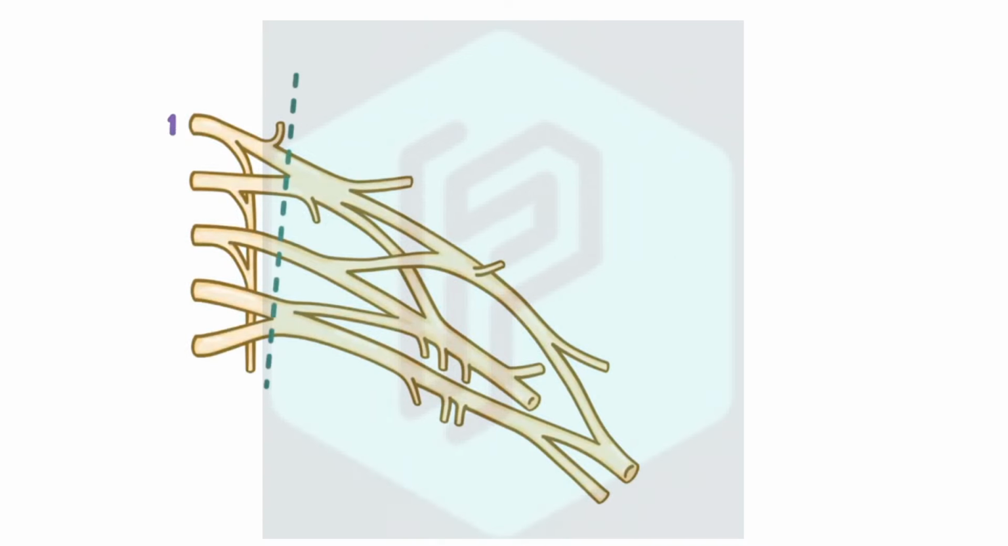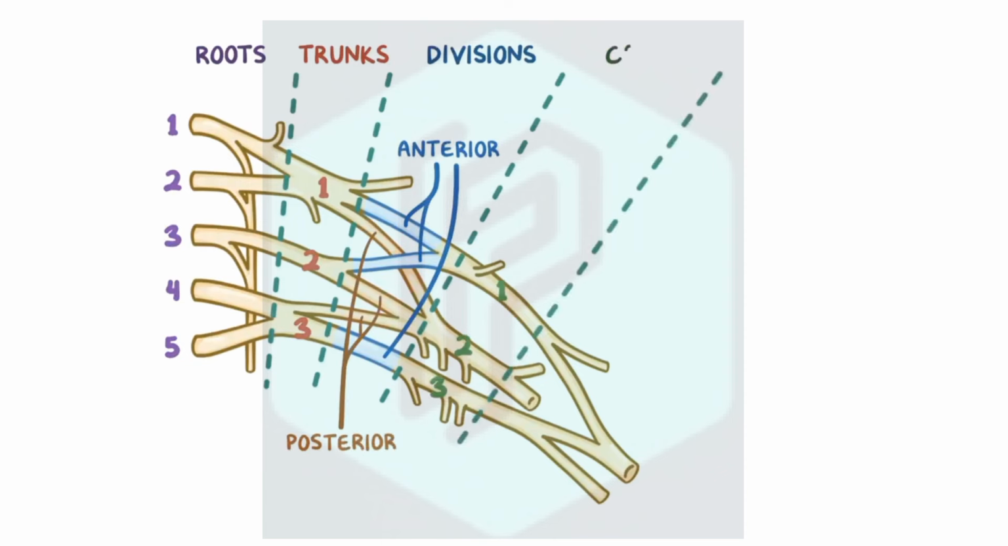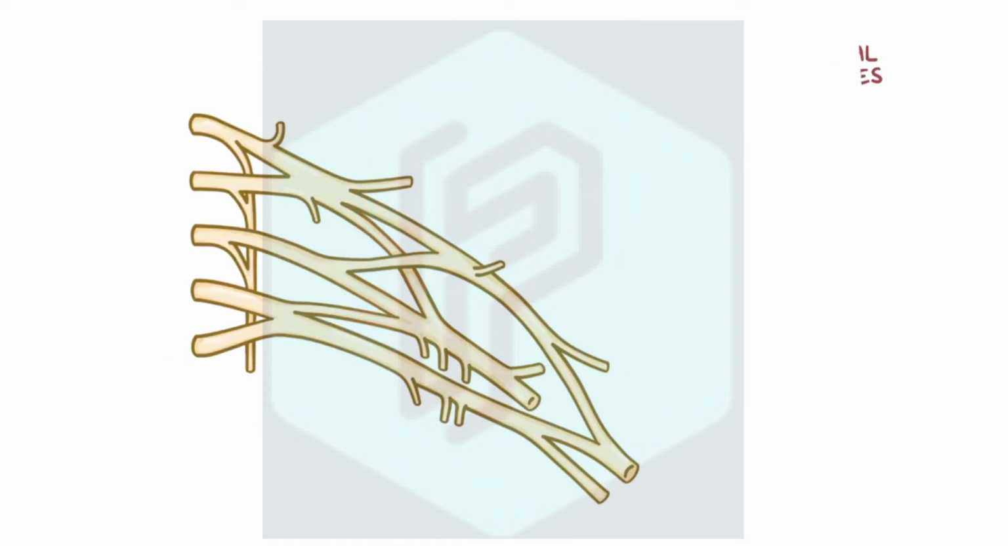In terms of anatomy, the brachial plexus is divided into 5 roots, 3 trunks, 6 divisions, 3 anterior and 3 posterior, 3 cords, and 5 terminal branches. Additionally, there are preterminal or collateral branches that leave the plexus at various points along its length.